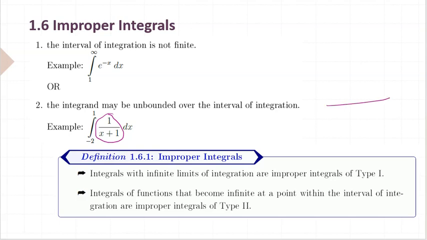Because we have to find the integral from -2 to 1. If we look at this function and substitute the denominator equal to 0, we get x equal to -1, which lies in between this interval. So the function becomes unbounded over the interval of integration, and it is called a type 2 improper integral. Let's see how we solve them.